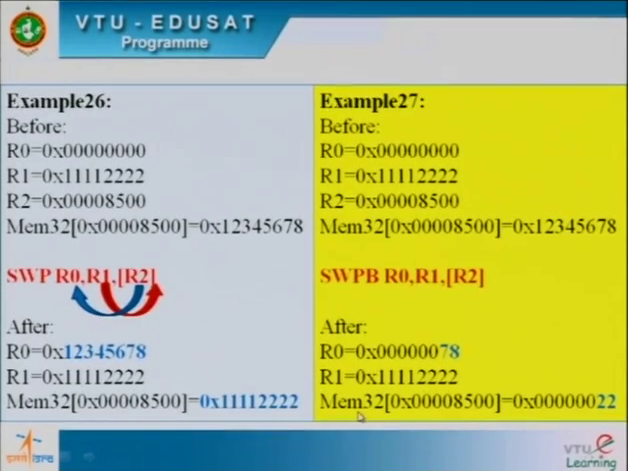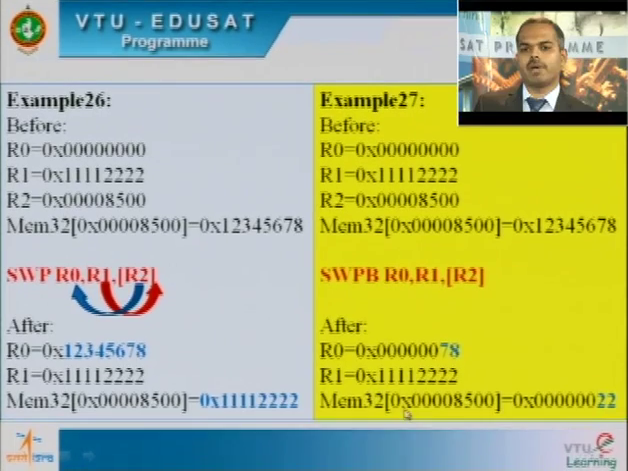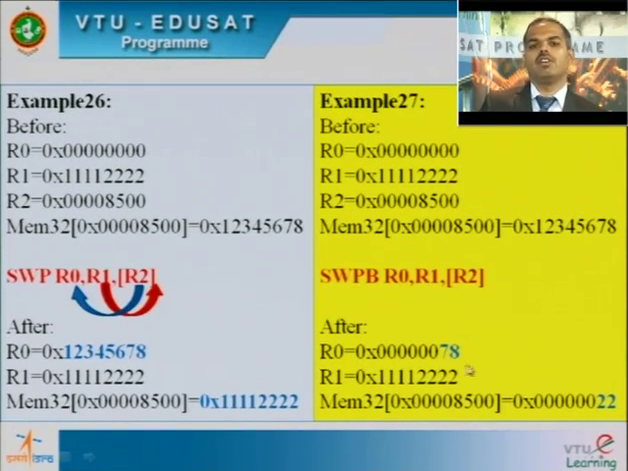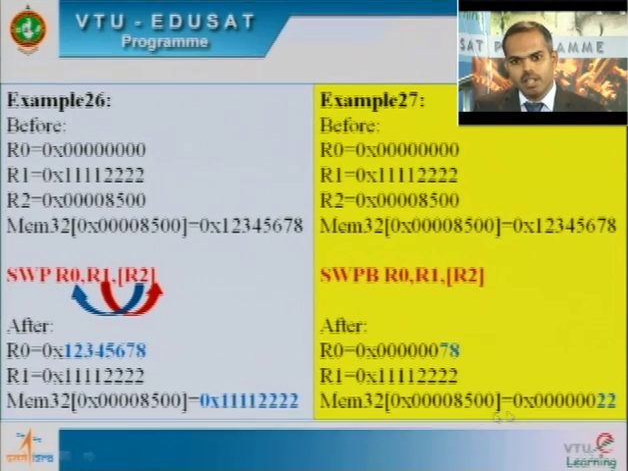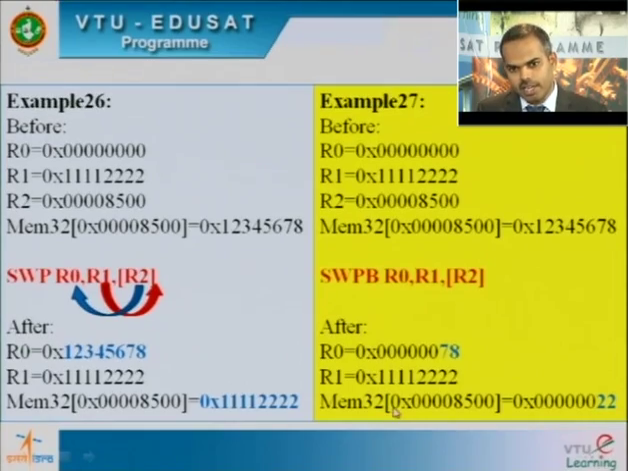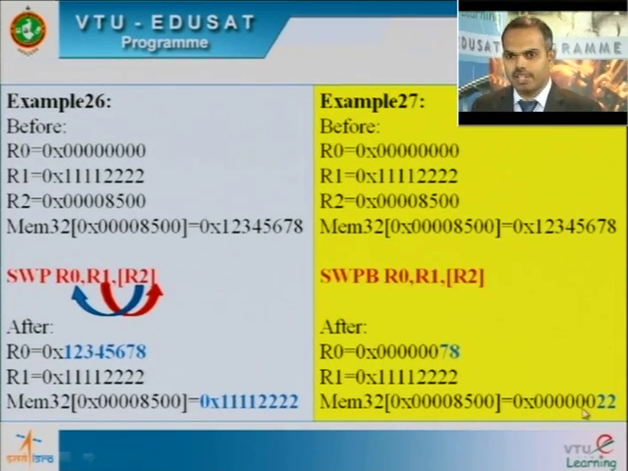The memory location pointed by the register R2 will hold the lower byte value of R1, that is 22. This 22 gets copied to the lower byte. The remaining bytes will remain as they are. There is a typing mistake here. So the memory location 0x00008500, the value would be 0x12345622. This should be the value here, right?